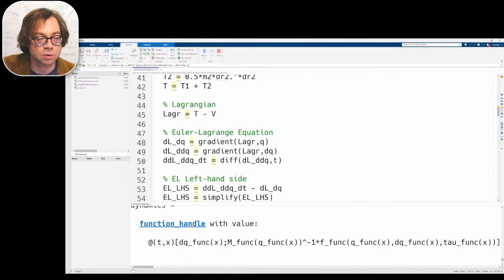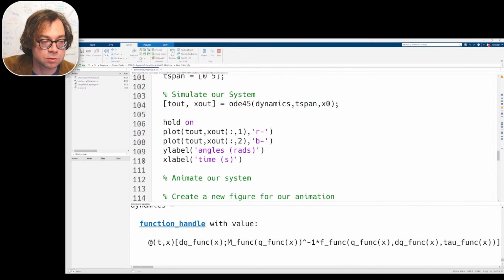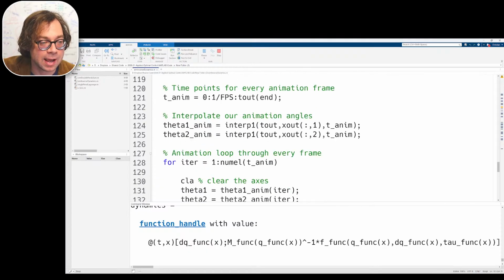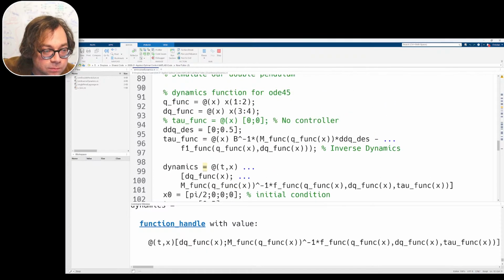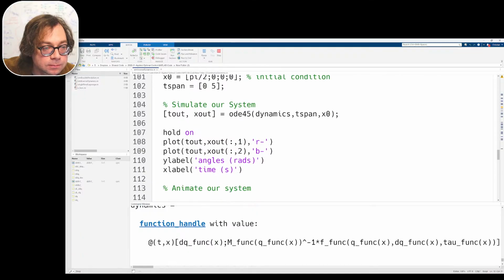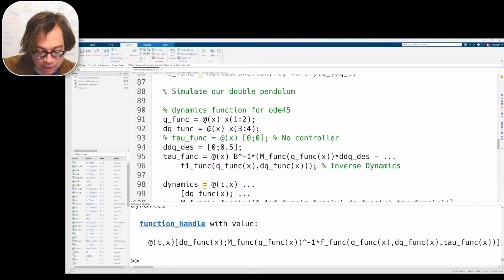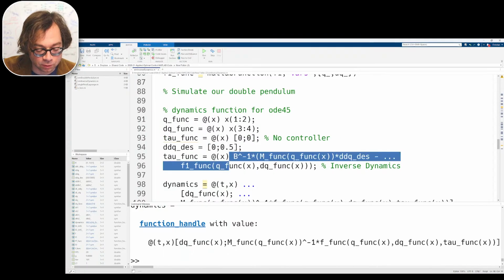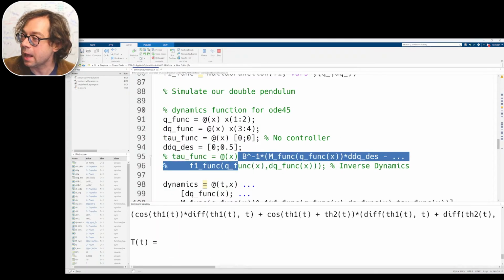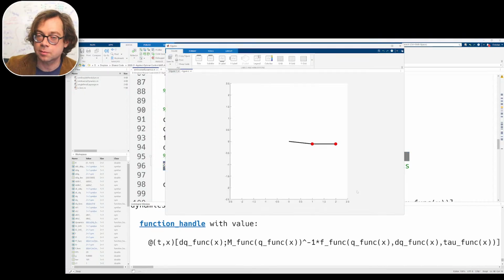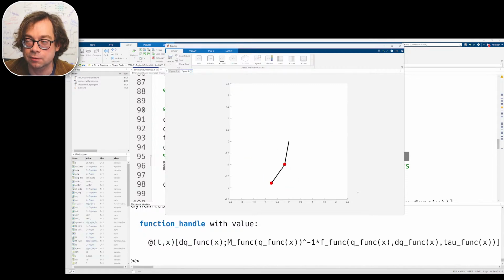Let's turn off the controller. Where's our controller in our code? Here, tau, no controller. Let's uncomment that and get rid of our other controller. So you can see what happens when we have no controller on this double pendulum, where we derived the equations of motion ourselves by setting it up in MATLAB, and it does all the symbolic toolbox fun stuff. So that's all good.